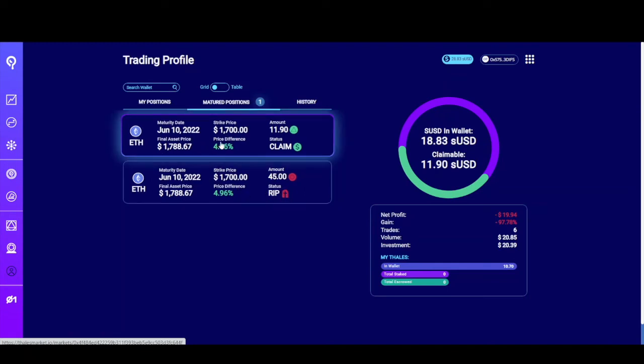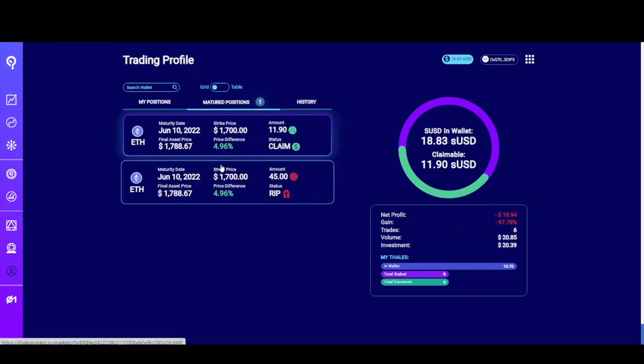But since I also purchased an up, I can claim that one. It was a much lower potential profit for that one. I paid 10 SUSD and now I can claim 11.90, but it was still successful because the price of ETH at 1788 ended above the strike price of 1700 at the maturity date. And we can kind of see my stats here. I now have a claimable amount of $11.90 worth of SUSD. This is the SUSD I have in my wallet at the moment. And then you can see the stats here. So at the moment, I spent $19.94, about 10 for each of these positions, and I haven't claimed my winnings yet, so I am looking at an almost 100% loss.